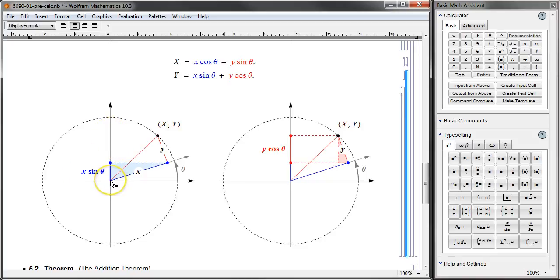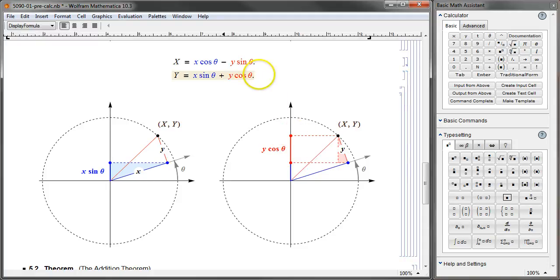But I got only from 0 to about x sine of theta. A bit more. How much more? That's going to be answered by this red triangle over here. It is y cosine of theta because the hypotenuse is y and the top angle is theta. So x sine of theta, that's blue, and then y cosine of theta, and that's how we end up with capital Y, as we see over here.